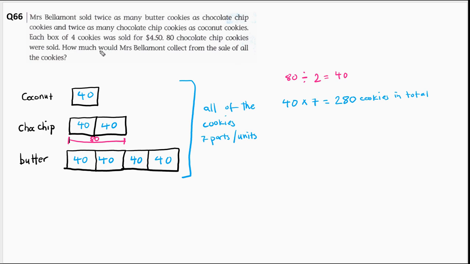Let's go back and figure out what we're supposed to do with this. We want to know how much Mrs. Bellamont's going to make. Well, what are we told about that? That each box of 4 cookies was sold for $4.50. So we need to know how many sets of 4, or boxes of 4 cookies, we could make out of 280 cookies, and then we can multiply that by this money amount. So we need to divide 280 by 4.